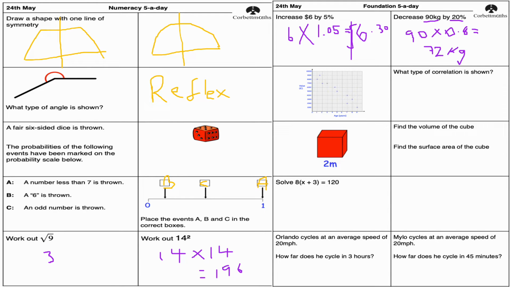What type of correlation is shown here? It's a negative correlation. As one variable increases, the other one decreases.